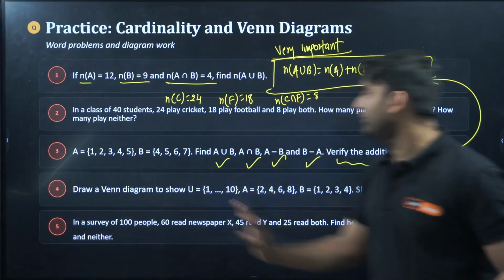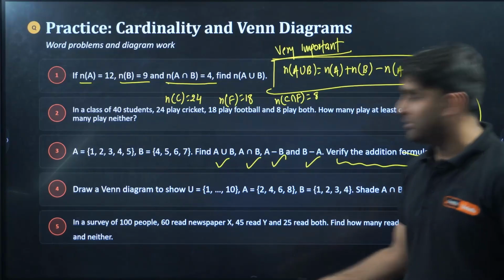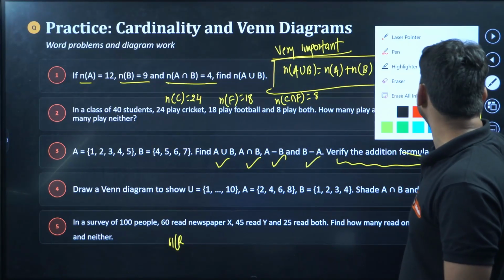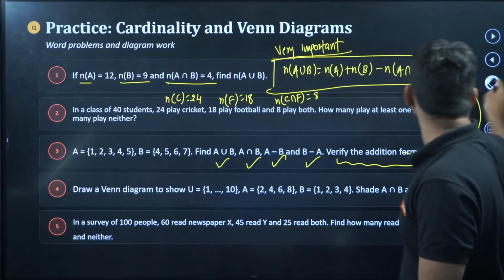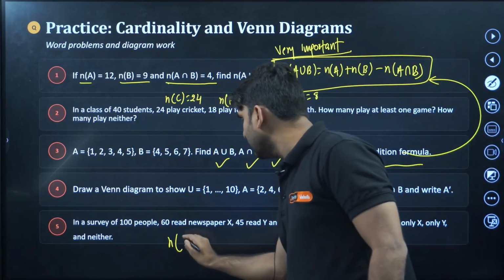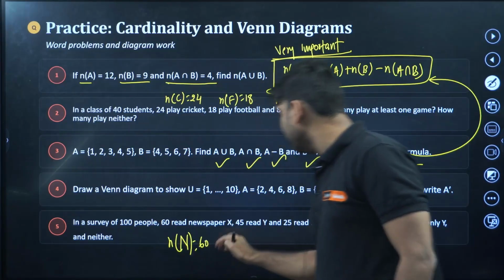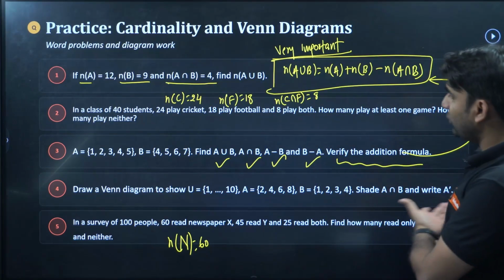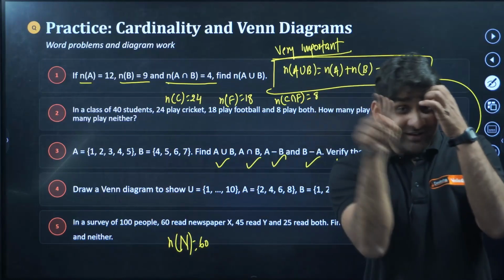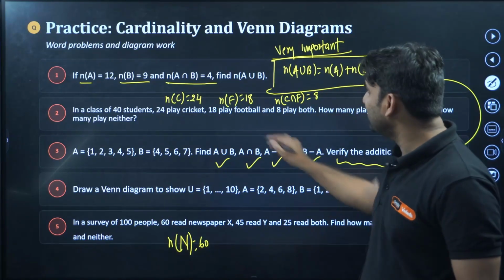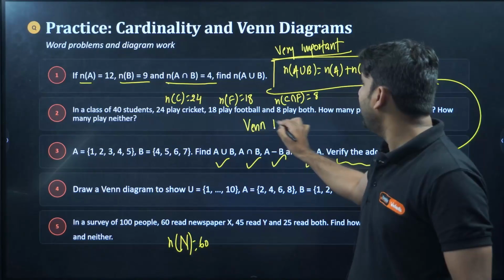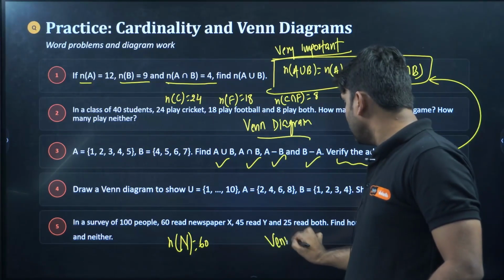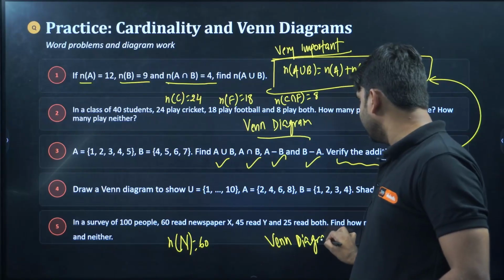Fifth question: in a survey of 100 people, 60 read newspaper. Number of people reading newspaper, let's say represent with capital N for newspaper. How many? 60. 45 read Y. So let's say Y. 25 read both. How many read only X, only Y, and neither? You can use the Venn diagram. So guys, you can solve this question by Venn diagram also. Otherwise you can apply the formula, the addition formula.